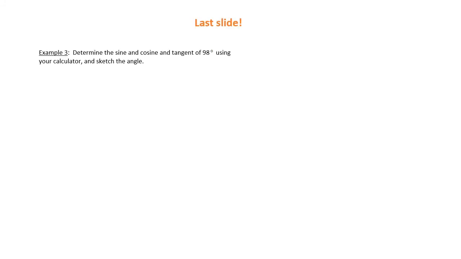Last slide, we're almost at the end. Example 3: determine the sine and cosine and tangent of 98 degrees using your calculator and sketch the angle.